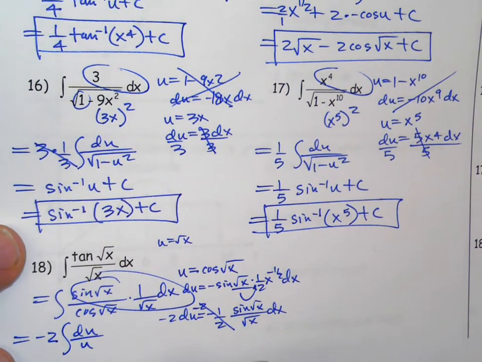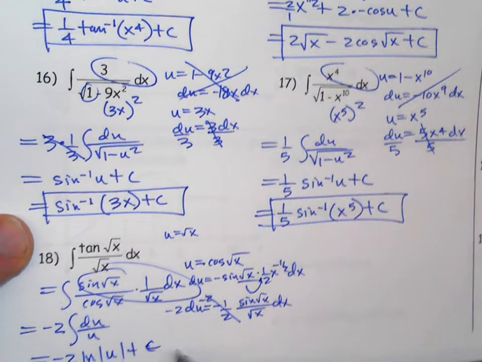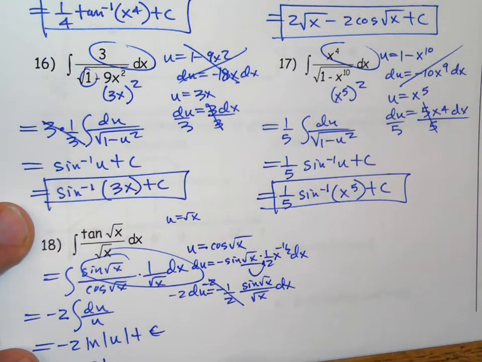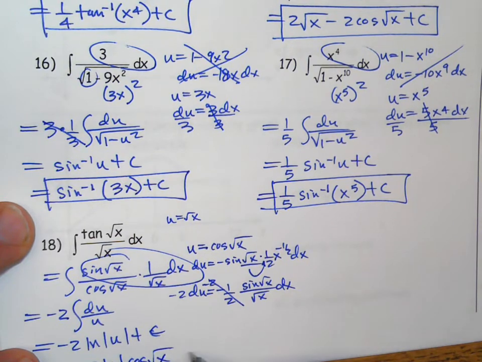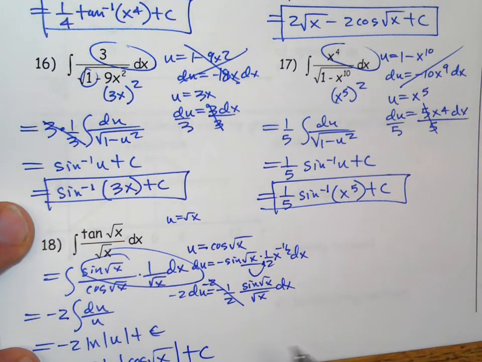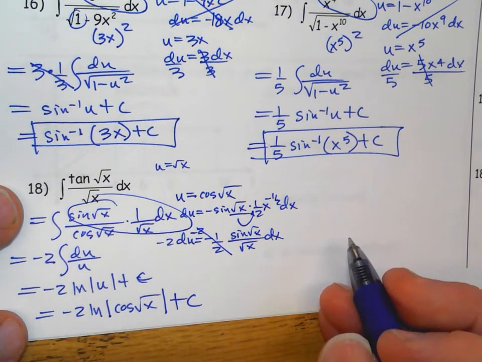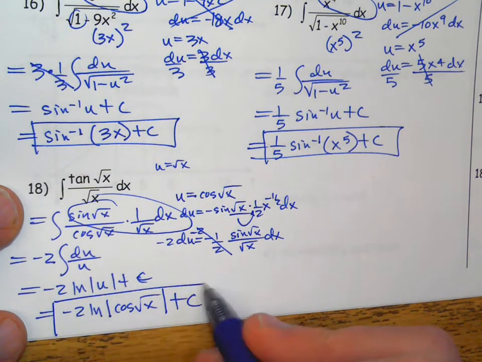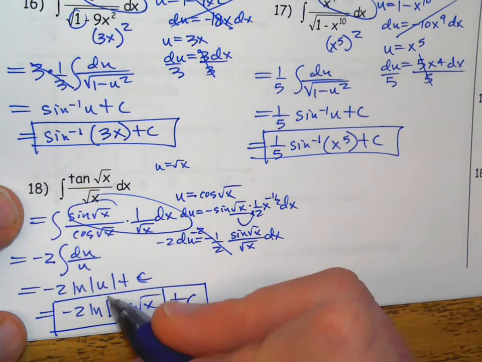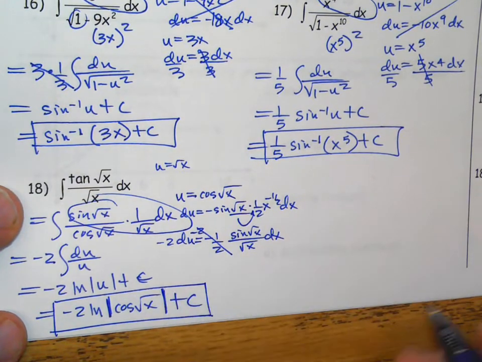So it's going to be -2 natural log of the absolute value of u plus c. Your final answer is going to be negative 2 natural log of the absolute value of cosine of the square root of x. Now, can I get rid of these absolute values? Is cosine of the square root of x always positive no matter what? Nope, it's positive sometimes and negative sometimes, so you need those absolute values in your final answer.